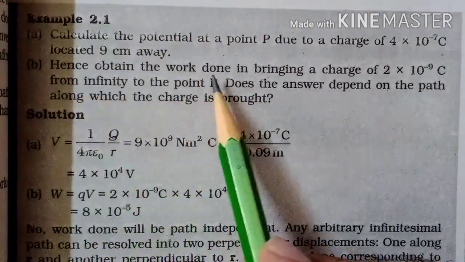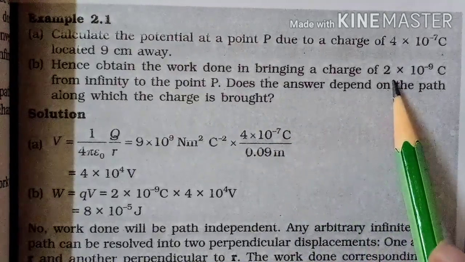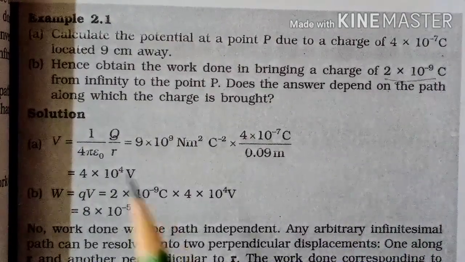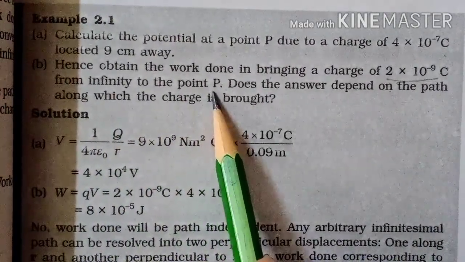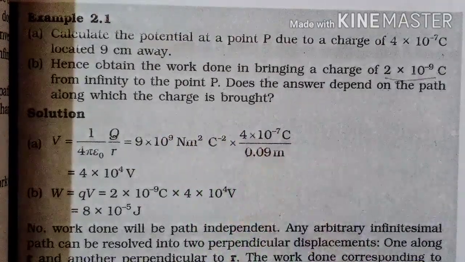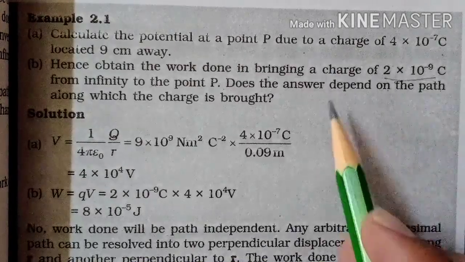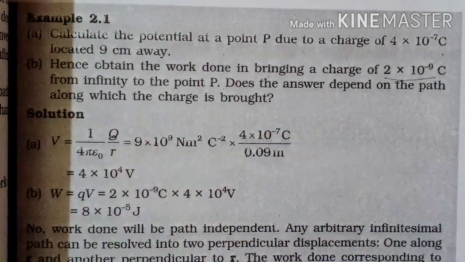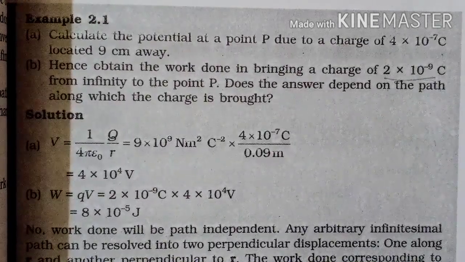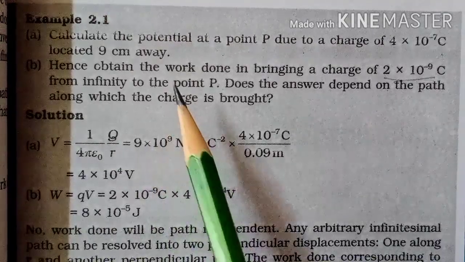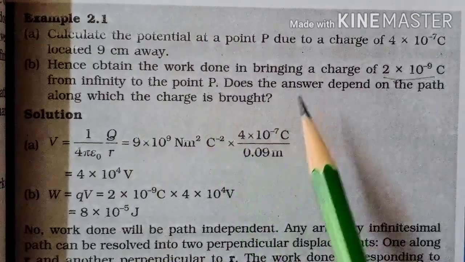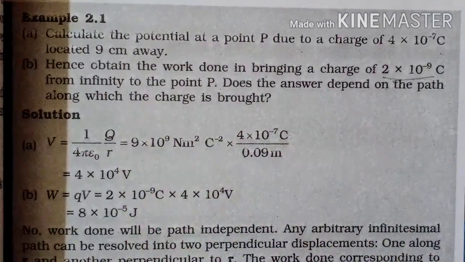Second, obtain the work done in bringing a charge of 2 into 10 raised to minus 9 coulomb, whatever charge we are bringing, that is called the test charge, from infinity to the point P. Does the answer depend on the path along which the charge is brought? Here we can say that the answer does not depend on the path, because work done by a conservative force does not depend on path. It is independent of path. It depends only on initial and final position. So here we have to obtain two things: electric potential at point P, and second, the work done in bringing some charge from infinity to the given point.